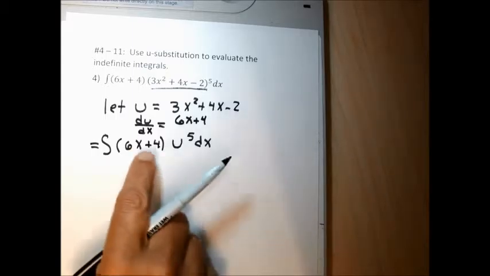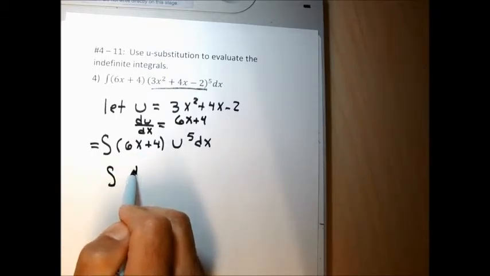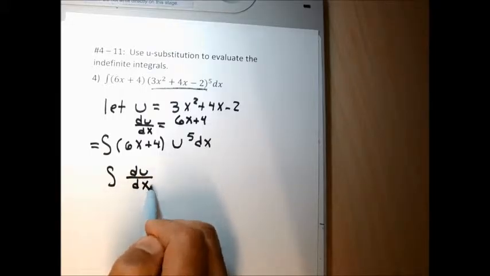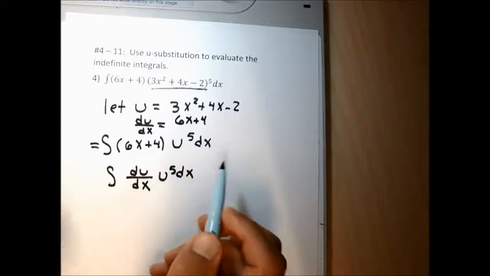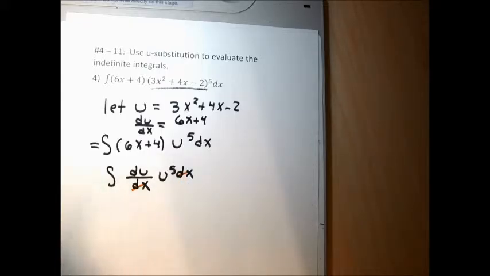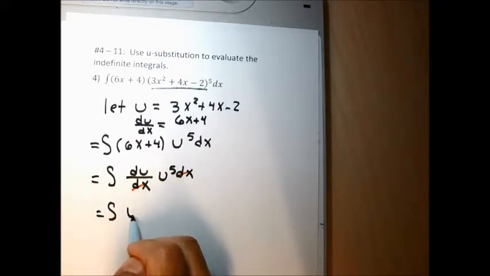So the next change I'm going to make, I'm going to change a 6x plus 4 to a du dx, and when I do that I really don't need the parentheses anymore. And then we always took the time to cancel out the dx's. And now it's easy to integrate. Let me just write what I have here. I really have u to the 5th du.